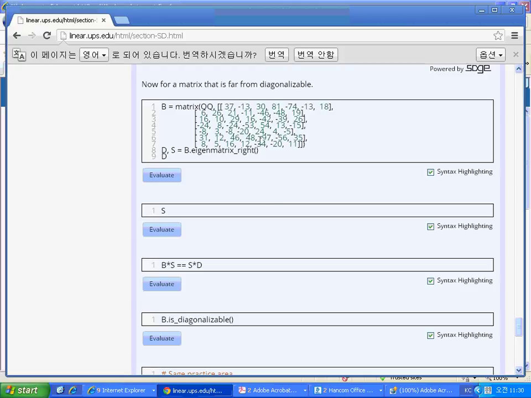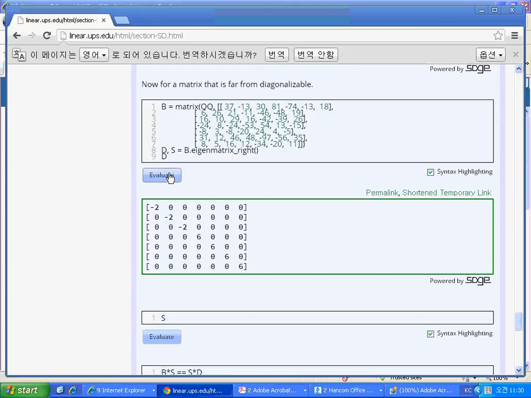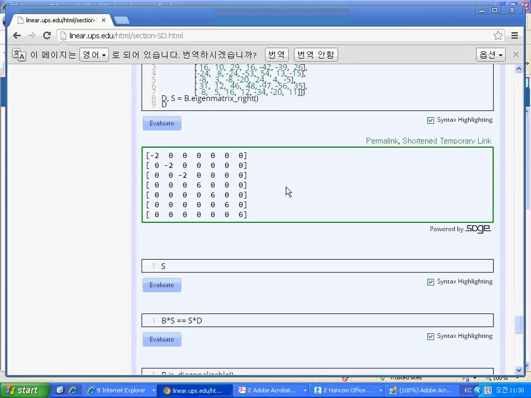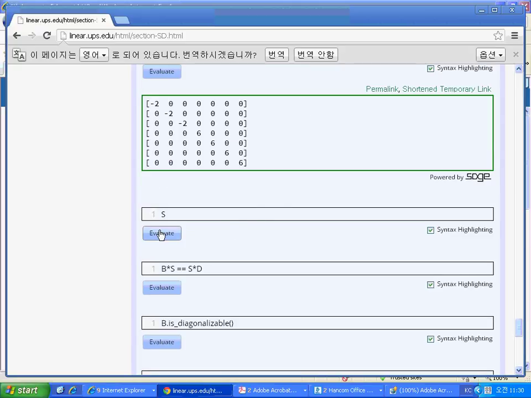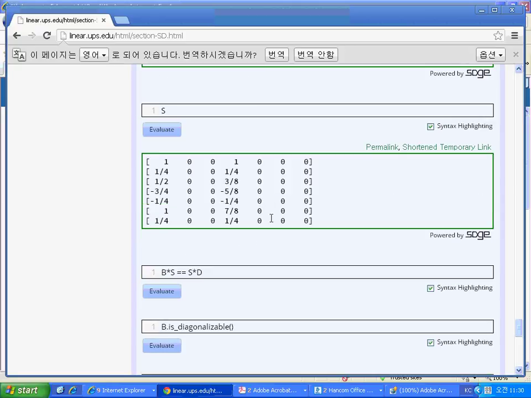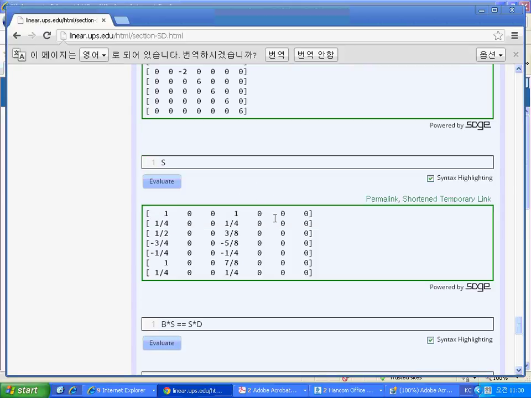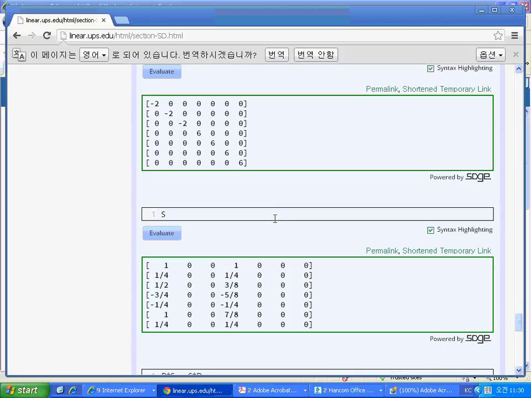Okay. So this is the interesting example now. I'm going to do the same thing. Matrix, eigenmatrix right. I'll get a diagonal matrix and I'll get this S matrix. So there are the eigenvalues, -2 and 6, each showing up several times. But now I'm going to create S. Okay. So -2 is showing up 3 times. The first 3 columns are a basis for the eigenspace of -2.